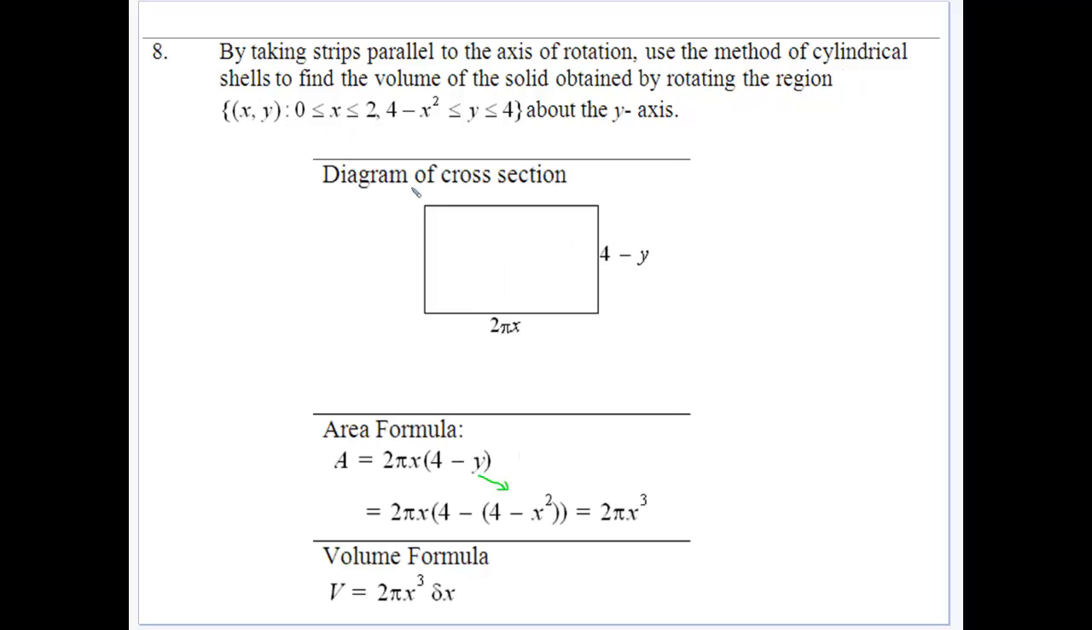Get that rectangle, make sure we have our radius correct so we can get our circumference as one edge and our height correct as the other. Put them together, make sure we get the correct thickness so we know which function we're integrating with respect to, and then get our limits correct so we can get our correct volume.